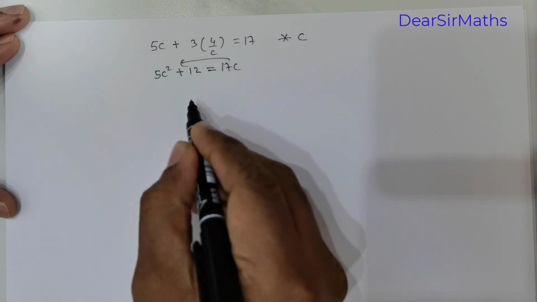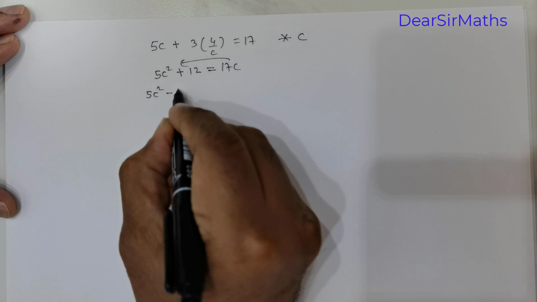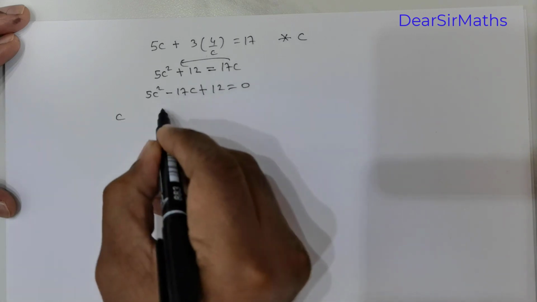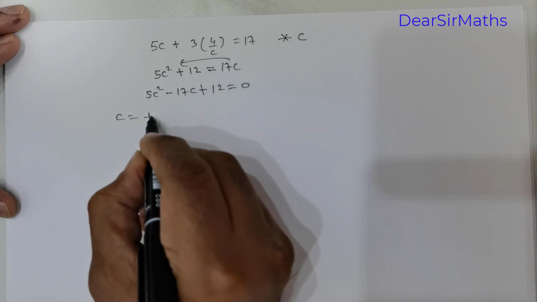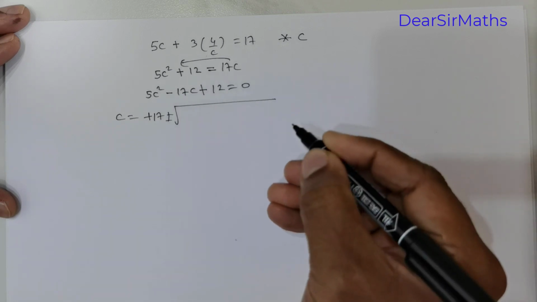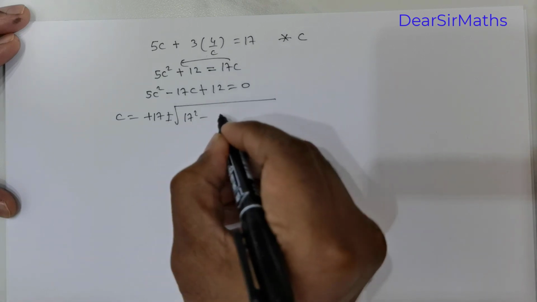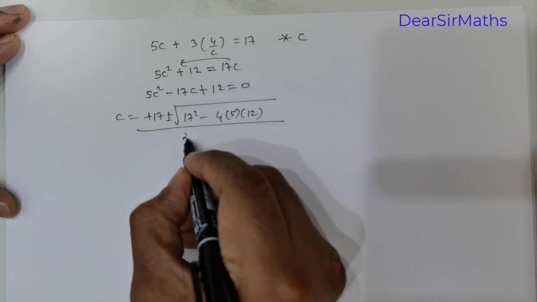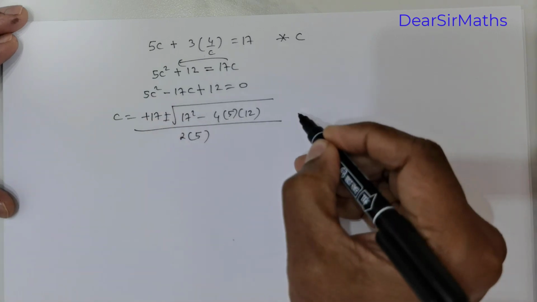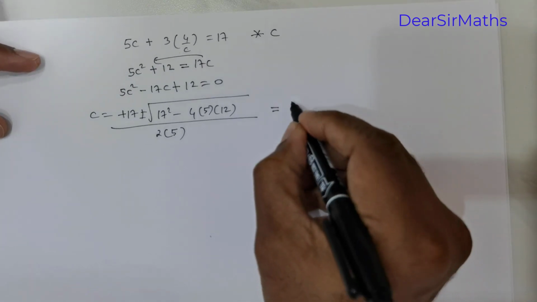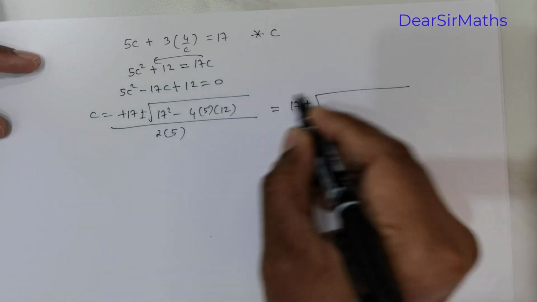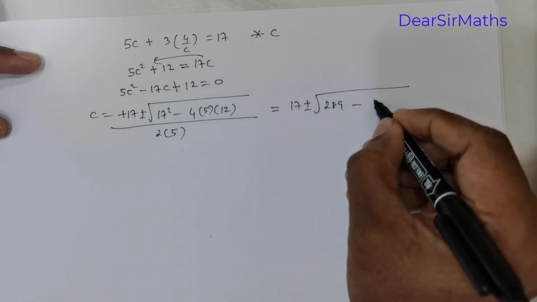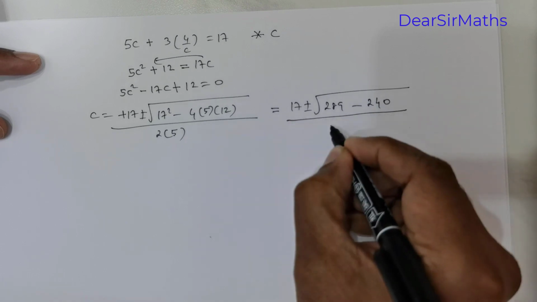So I can move the 17C to the left. This would give me 5C² - 17C + 12 = 0, and I can use the quadratic formula. So this is going to be 17 ± the root of 17² - 4 times A, where A is 5, and C is 12, divided by 2 times A, which is 5. So this can be further simplified as 17 ± the root of 17² which is 289, minus 4 5s are 20, 20 into 12, that's going to be 240, divided by 10.